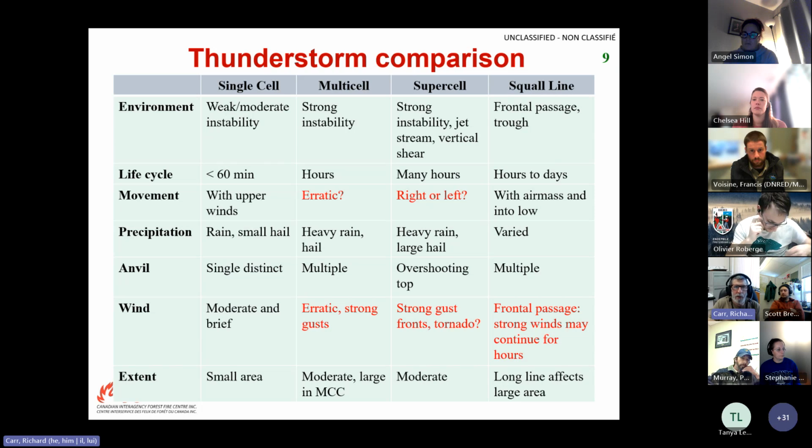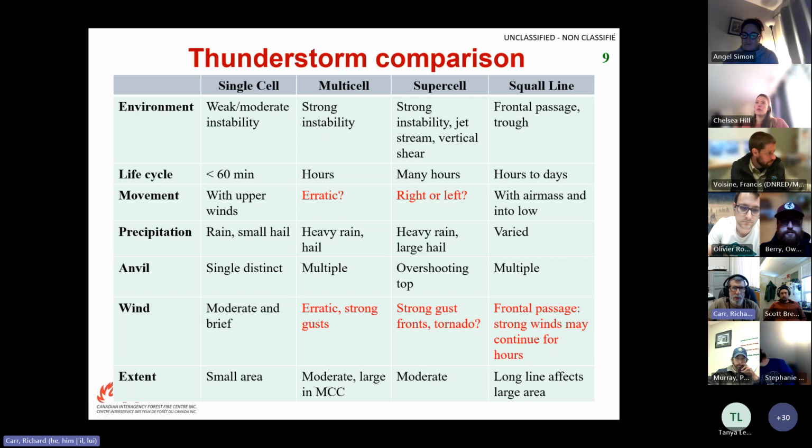So I'm not going to go through this entire thunderstorm comparison chart, but pick out a few highlights of it. So the top row there, we call the environment. What type of atmospheric conditions do they occur in? And across the top, we've got the different sizes or forms of thunderstorms. So single cell, multi-cell, supercell, or squall line. So four of them that we've got listed.